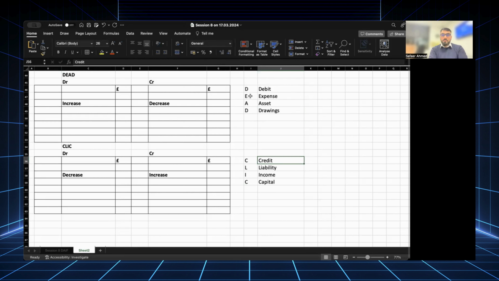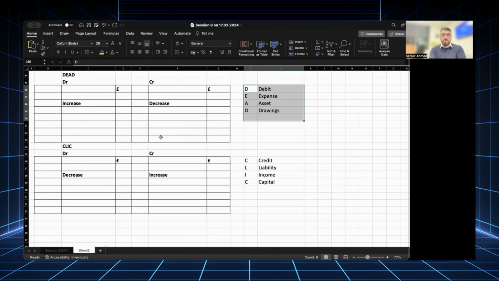As a basic rule, you need to remember that the nature of an expense account is debit. The nature of an asset account is debit. The nature of a drawing account is debit. However, we look into whether these are increasing or decreasing. So if expense, asset, and drawing increase, we record it on the debit side. And if expense, asset, and drawing decrease, we record it on the credit side. Okay, so that's in relation to expense, asset, and drawing.